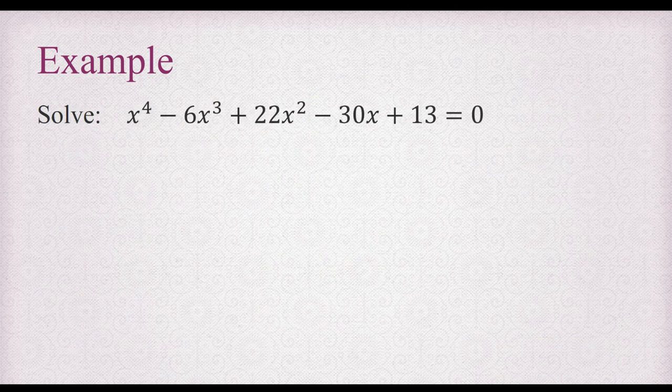All right, let's take a look at this one. We have x to the 4th minus 6x to the 3rd plus 22x squared minus 30x plus 13. It equals 0, which means we want to solve for x. So we want to first list all possible rational zeros.